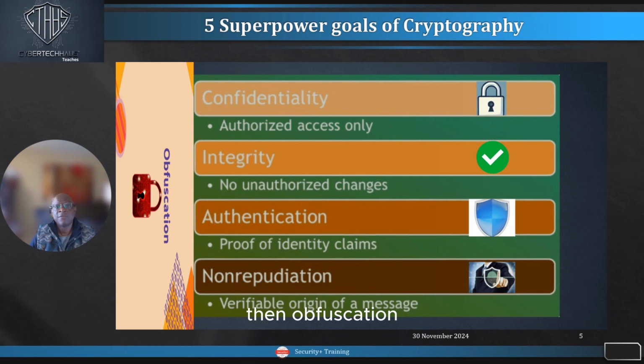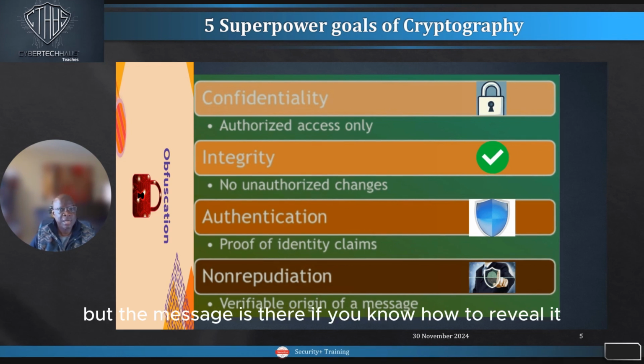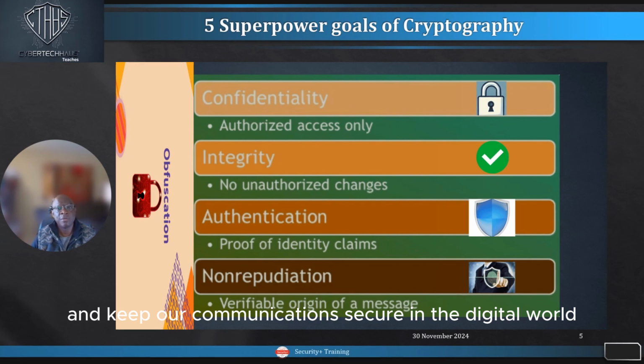Then, obfuscation. This is like hiding information in plain sight. Imagine writing a secret message in invisible ink. It looks like a blank page, but the message is there if you know how to reveal it. We use this to protect sensitive information like medical records or financial data. So, there you have it, the 5 superpowers of cryptography. They work together to protect our information and keep our communication secure in the digital world.